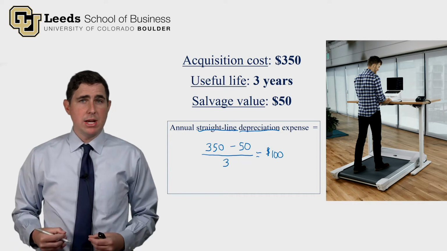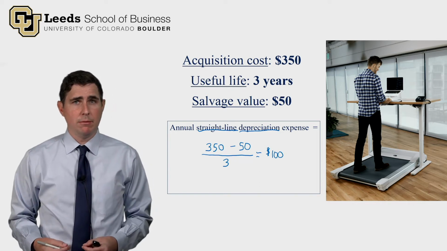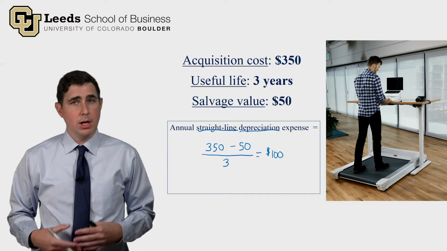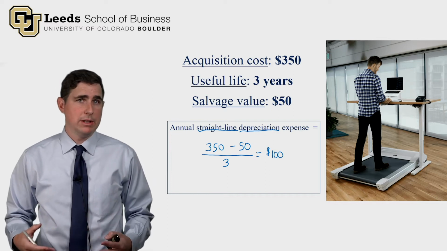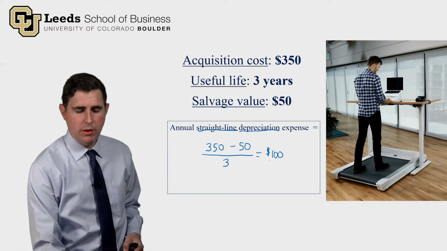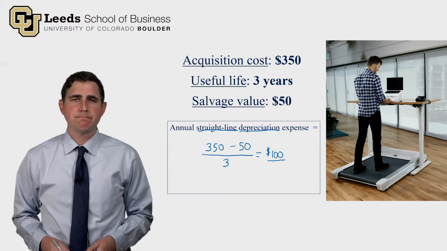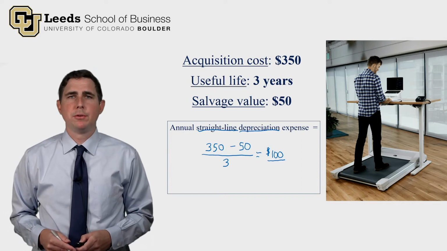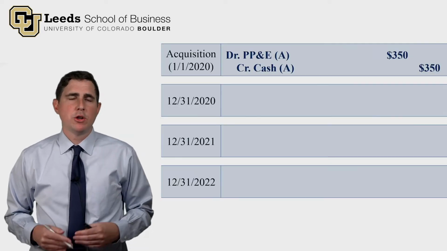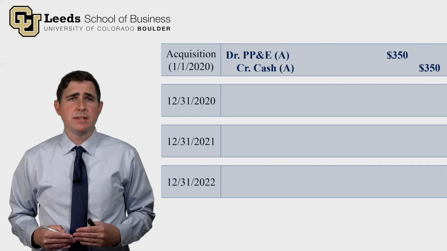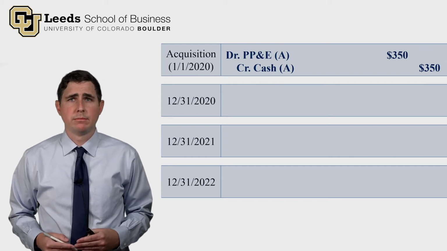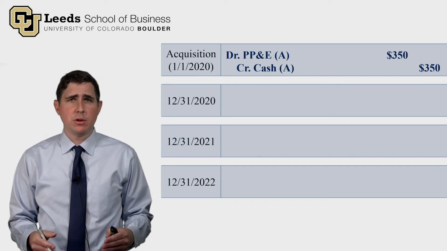So if we depreciate this asset by $100 every year, after 3 years, its accounting value will be down to $50, and that's perfect. So that's what we'll need to record as depreciation expense each annual period. Let me show you how to do that now. So I'm going to assume we acquired this asset on January 1st, 2020. That's the same journal entry you saw on the previous slide.